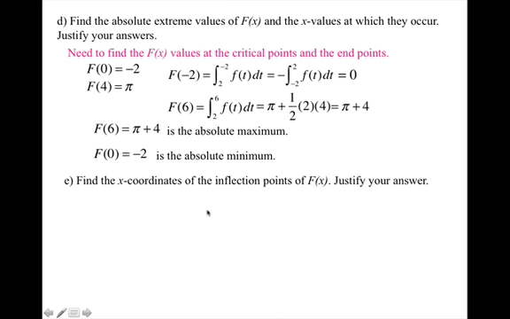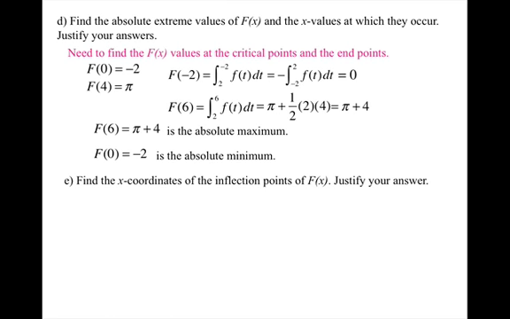For part E, I want us to find the x coordinates of the inflection points of big F of x and justify your answer. Right, so if you can remember from Unit 3, inflection points occur where the second derivative is equal to 0. But in terms of the graph of the first derivative, that's where the first derivative has a horizontal tangent line. Now when you look at the graph of little f, you should see that there's a horizontal tangent line at x equals 2, but it's also where the second derivative does not exist.